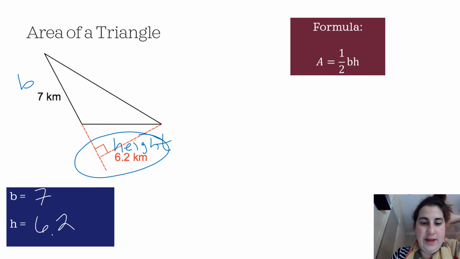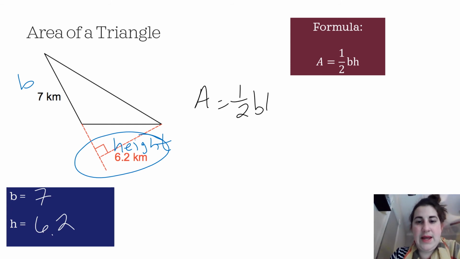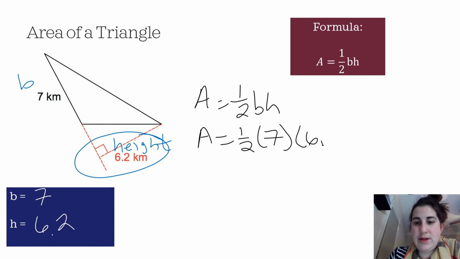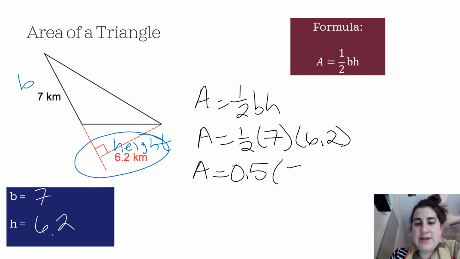Put that into the formula. I have area equals 1/2 base times height. Area equals 1/2 times 7 times 6.2. So I'm going to put that in the calculator as my decimal, 0.5 times 7 times 6.2.